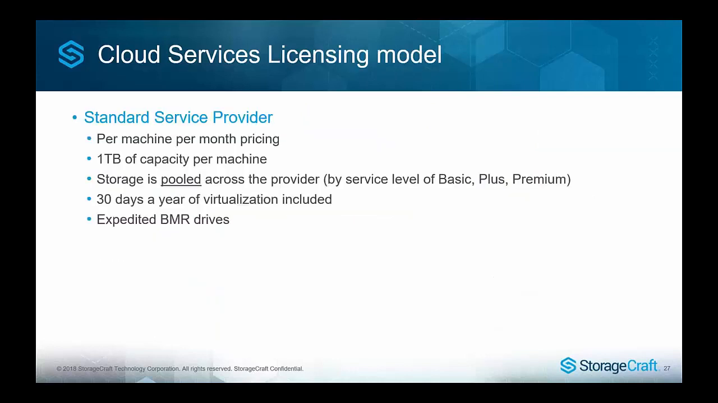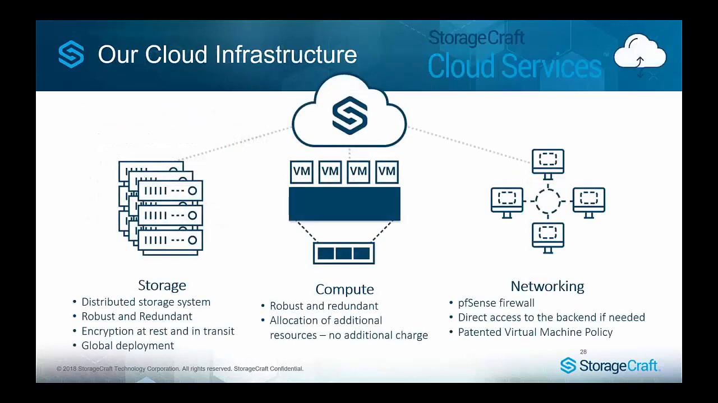So it's typical MSP per machine per month pricing. Each machine includes 1 terabyte of capacity. We pull it across the provider and you get 30 days of virtualization per year. So even if you tested it for an hour, each machine for an hour each month, that's only going to take 12 hours off your 30 days of DR in the cloud, and overnight VMware drive shipping to assist with a failback on site. And the big thing is it's not just storage, right? It's obviously a copy of the backups in the cloud, but it can include scalable compute for virtualizing at no additional cost, and it includes all of the firewalling.